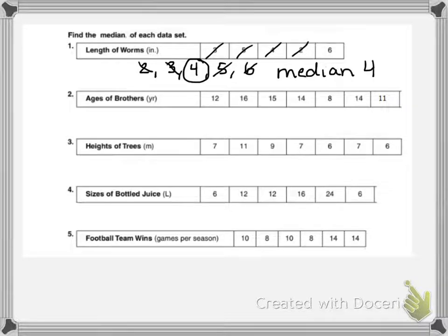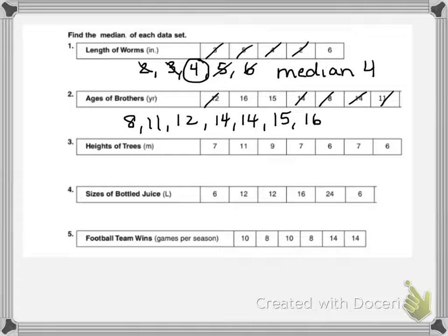Median, 4. Number 2, we have our ages of brothers here. Again, I want to list this from least to greatest. So I'm going to start with 8. And then we have an 11, a 12, 2 14s, so I'm going to list both 14s, a 15, and a 16. Okay, so again I'm going to cross out one from the left, one from the right as I move towards the center or middle of the data. And we're left with this 14 in the middle, so our median is 14.